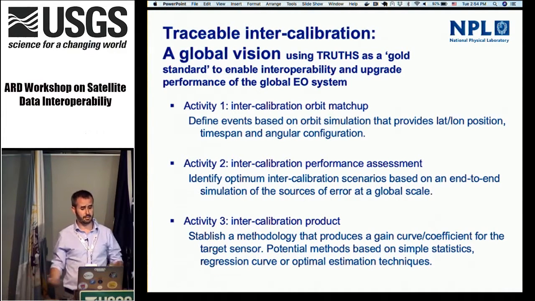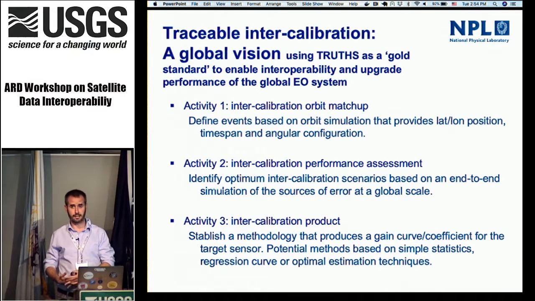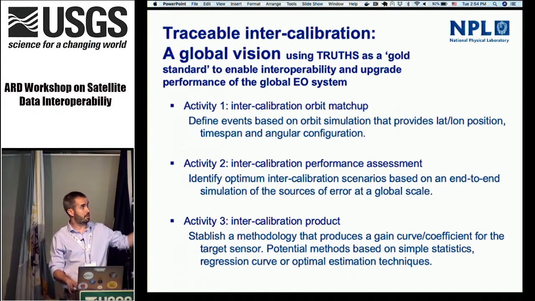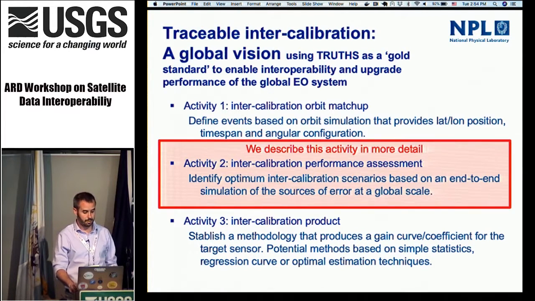So there are three main activities we are looking at for developing a traceable intercalibration using TRUTHS that can be useful for the community. The first activity is the intercalibration orbit matchup, so define the events based on the latitude and longitude position, time span, and angular configuration. The second is the intercalibration performance assessment, which is identifying the best scenarios with an end-to-end analysis of sources of error at a global scale. And then finally, we've got an intercalibration product where we want to establish some gain curve coefficient for the target sensor. We want to describe this in more detail.